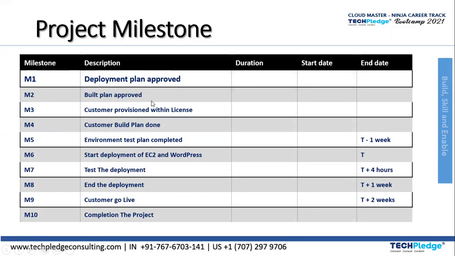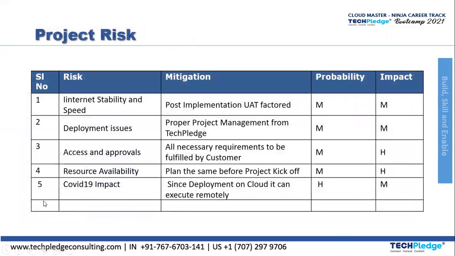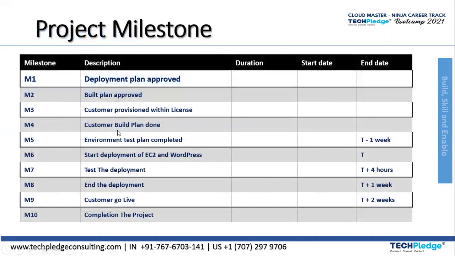Then the build plan approved, how the build is done for the project. This will come under build plan approved. Third is customer provisioned with license. So customer provisioned with license is the third milestone that needs to be achieved. Then the customer build plan done. This is very important, and that is milestone 4.